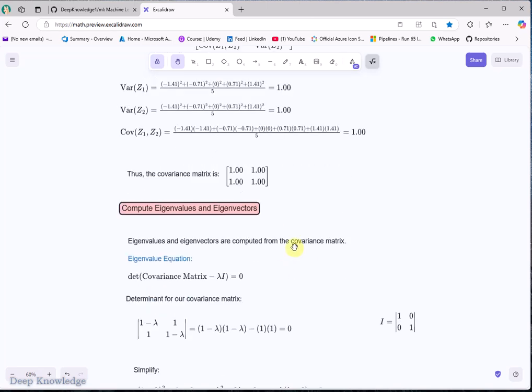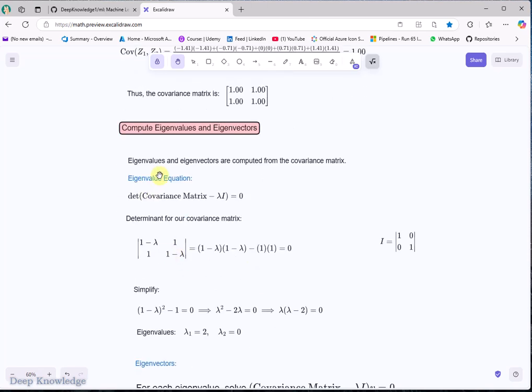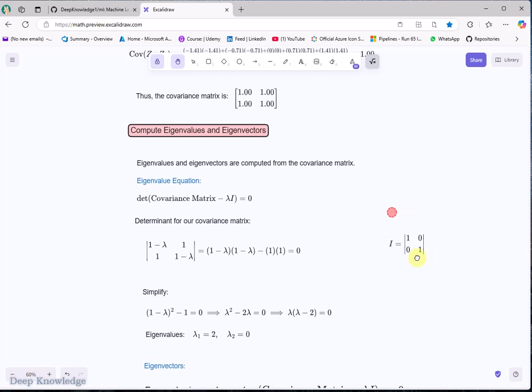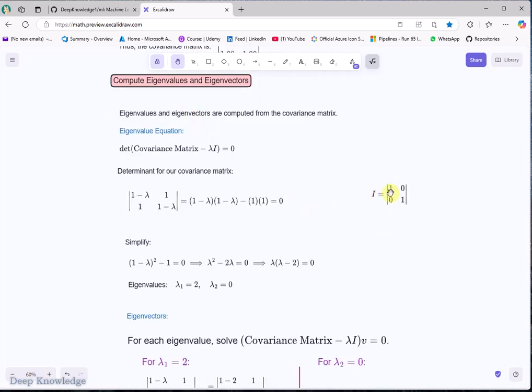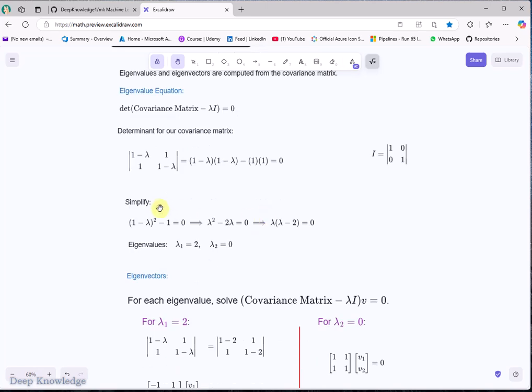Now from this covariance matrix, we will calculate the eigenvalues and eigenvectors. For the eigenvalues, we need the determinant of this matrix. You can see the covariance matrix is this one, 1, 1, 1, 1, minus lambda multiplied by the identity matrix. The identity matrix is this one here. For example, if we have two features, it will be like this. If we have many features, all the diagonal will be 1 and the others will be zeros.